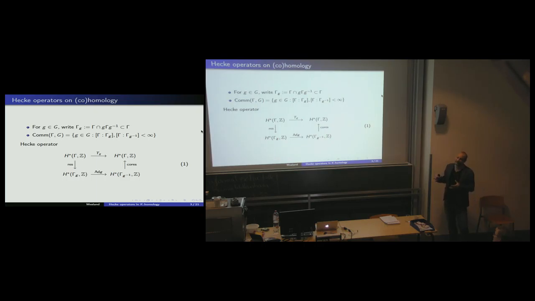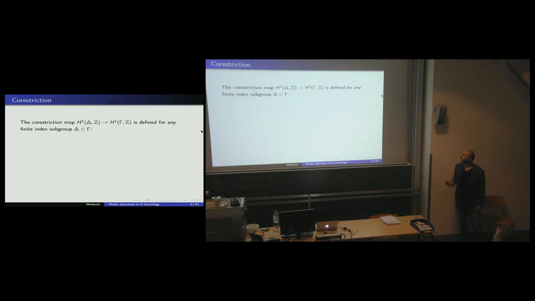But it's conjugation by an element that's not in Γ. So it's not defined on the top level, but just on the bottom level. And then there is a transfer type construction, which takes you from the homology of the small group back to the homology of the bigger group. And this works only because of the finite index assumption. And this is how you can do it for any finite index subgroup.